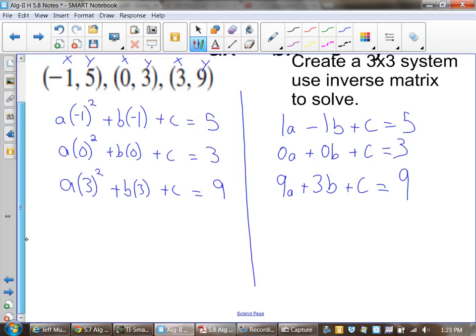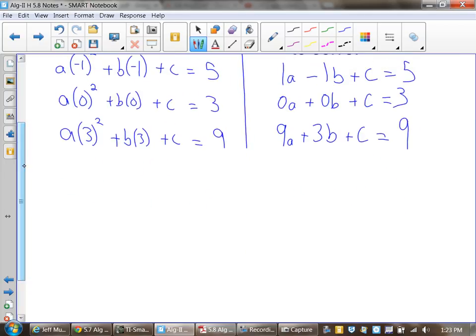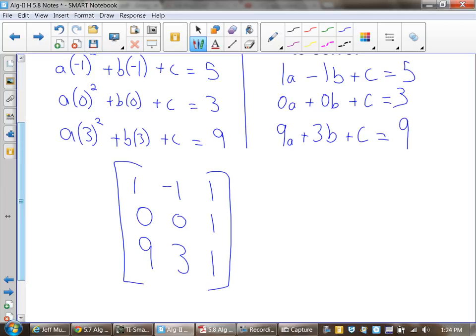Or, from that information, you can create an inverse matrix. Remember, when you're doing inverse matrices, the coefficient matrix is a 3 by 3: 1, -1. What's the value for C? 1. Very good. 0, 0, 1, 9, 3, 1. To that matrix, what do I have to do? Inverse. And what am I multiplying it against? The answer is 5, 3, 9.